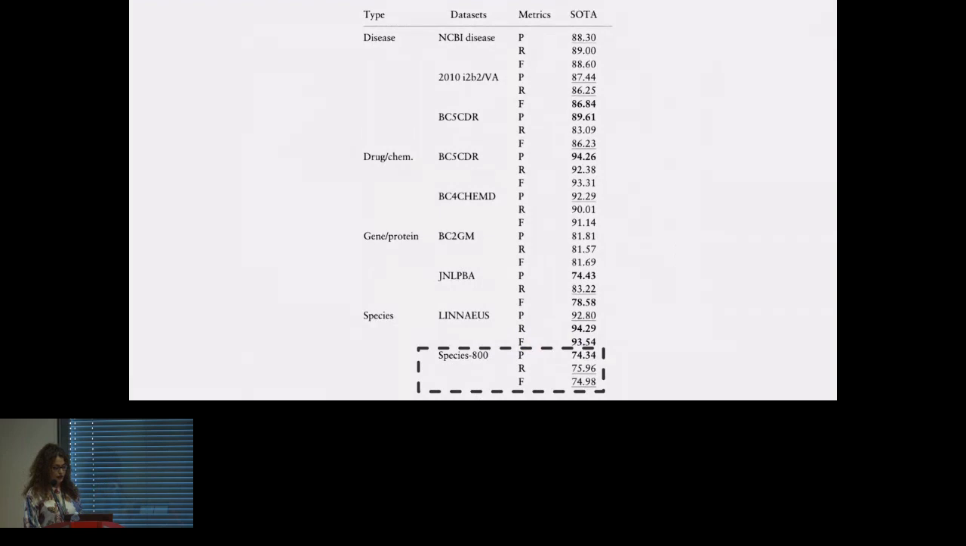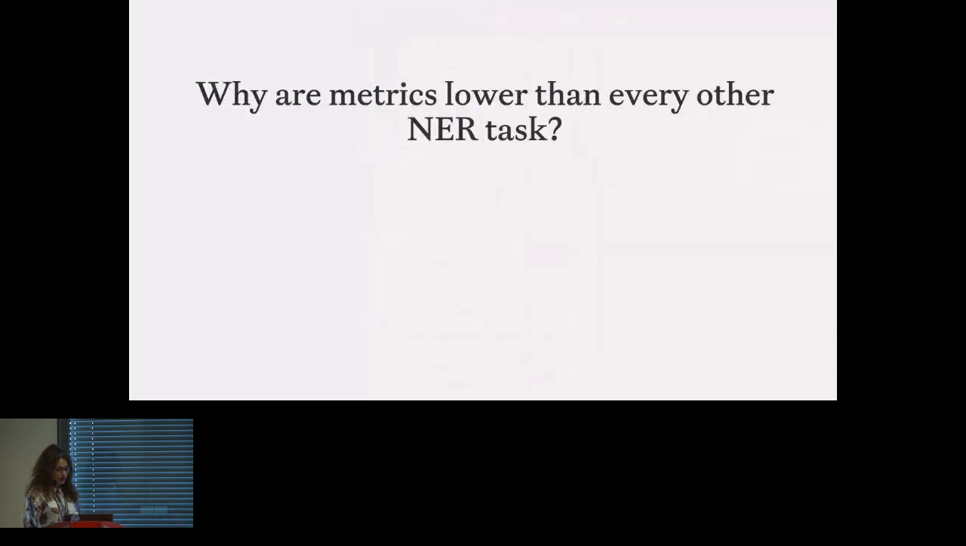And you see here the state of the art on named entity recognition. And I think you can clearly see that the metrics are really, really lower for S800 than any of the other tasks in named entity recognition. And when we were looking into this, it really didn't make sense. It should not be that difficult of a problem to recognize species names in text. Why is this happening for deep learning models?